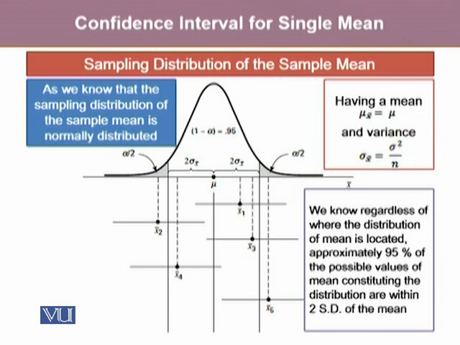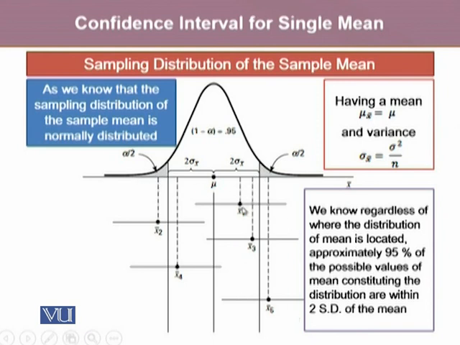As we know, the sampling distribution of the sample mean is normally distributed, having a mean mu x bar equal to mu and variance sigma x bar squared equal to sigma squared over n. Regardless of where the distribution of the mean is located, approximately 95% of the possible values of the mean constituting the distribution are within two standard deviations of the mean, which earlier we talked about as 2 sigma. So we can see that when 1 minus alpha equals 0.95, it will cover 2 sigma on both sides of the mean, whereas this shaded region will be alpha by 2.